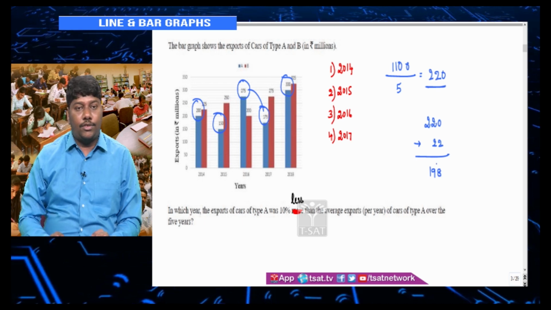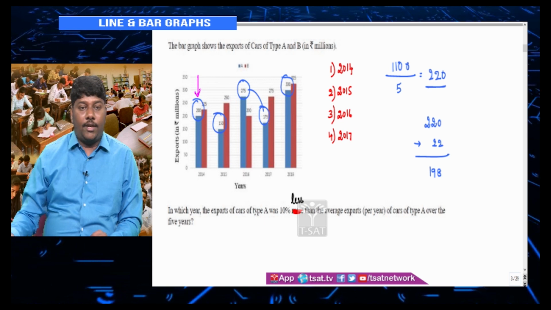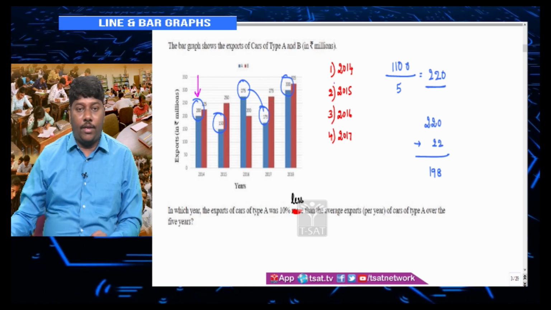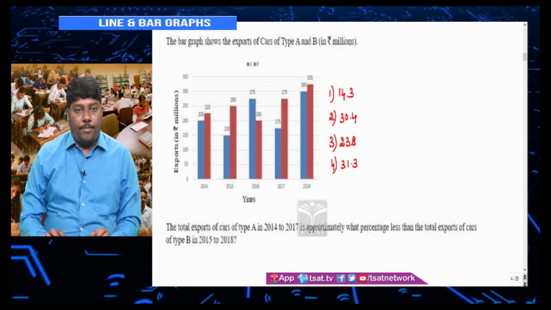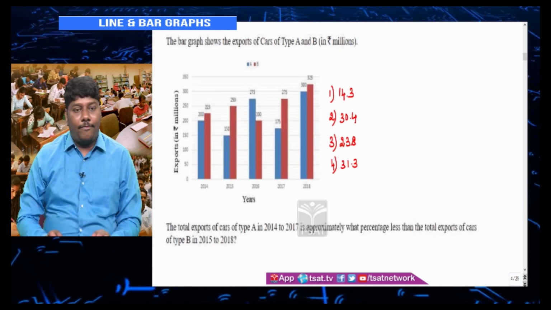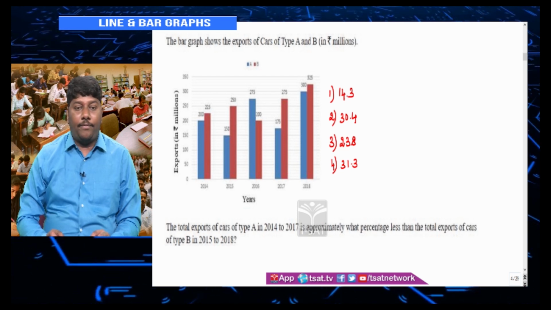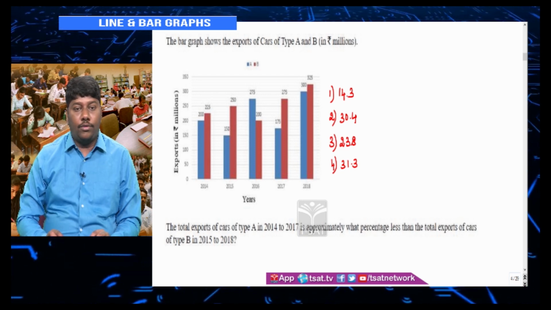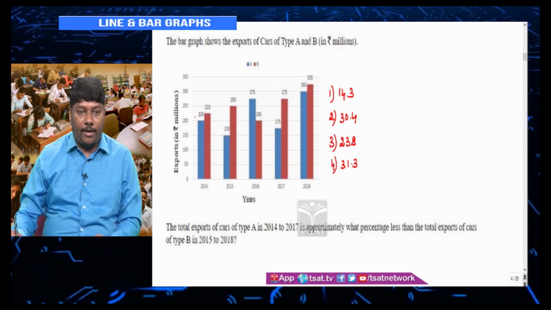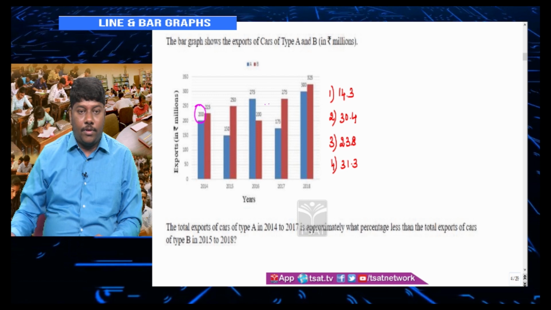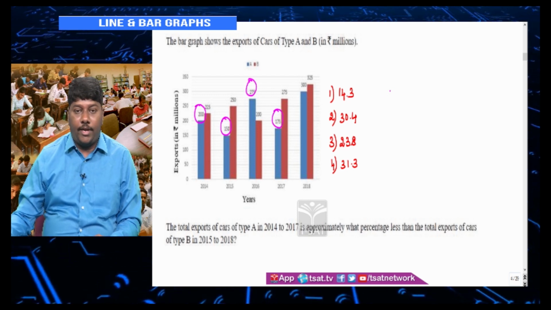Which data is very close to 198? Obviously, in which year? This is very close to 198. So, in 2014, the data is very close to 198. The bar graph shows again the same graph. He is asking you the total exports of cars of type A in 2014 to 2017. From 2014 to 2017, type A, we know it is 200. We know this is 450, 600 plus 200, 800.